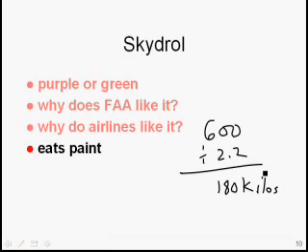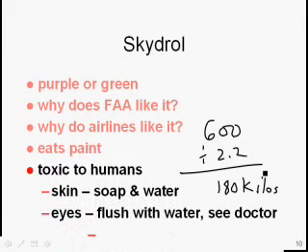The downside of Skydrol is that it tends to eat paint. If you get Skydrol on the airplane paint, you need to wash it off right away. And I don't mean just wipe it off, but wash it off with soap and water. Same thing with humans. If you get Skydrol on your skin, you need to wash it off with soap and water. If you get it in your eyes, you need to flush it out with water immediately and go see a doctor immediately. This is the downside of operating an airplane with Skydrol.